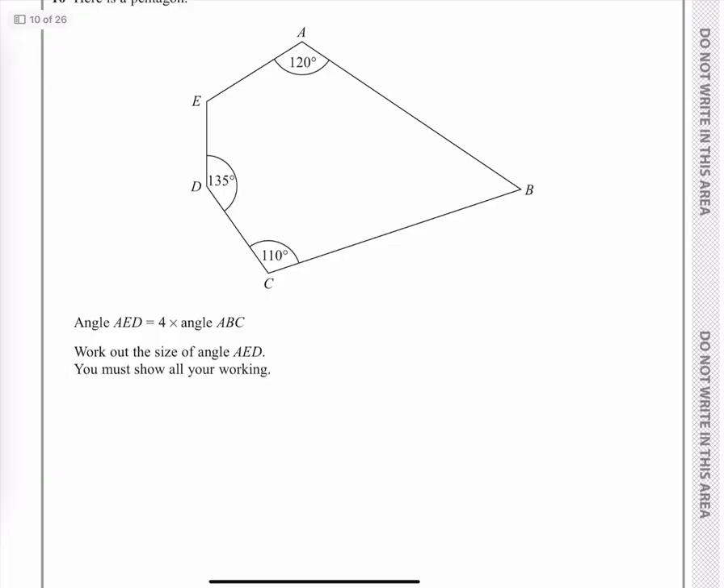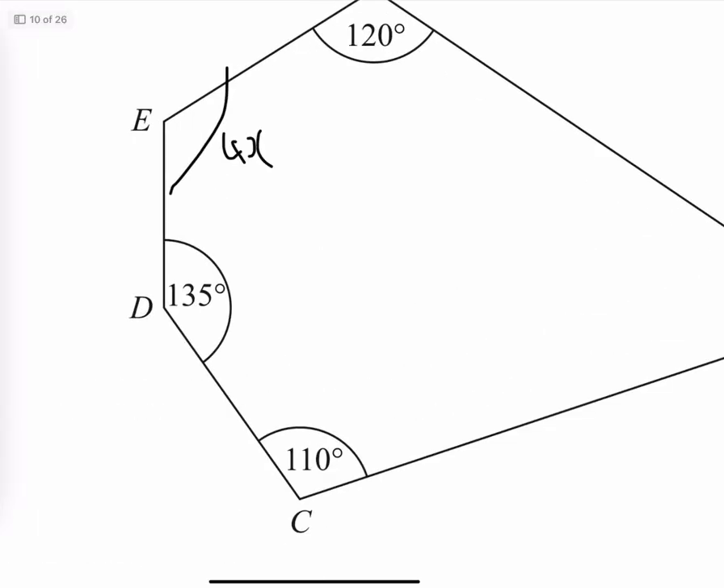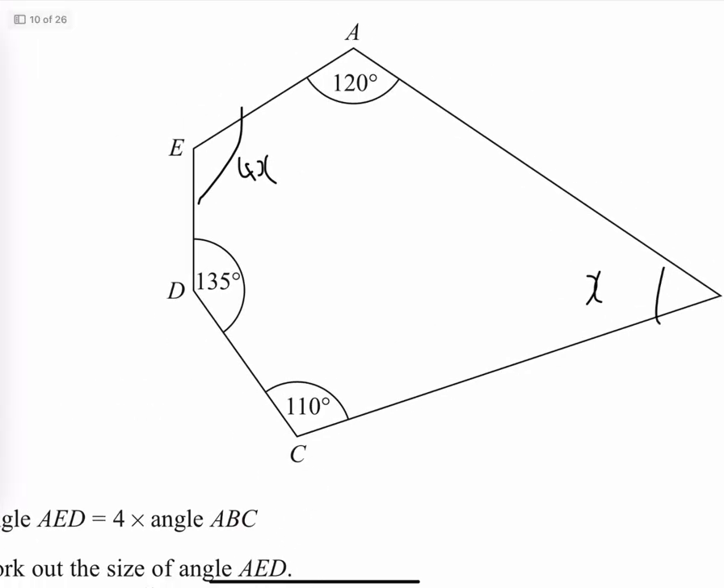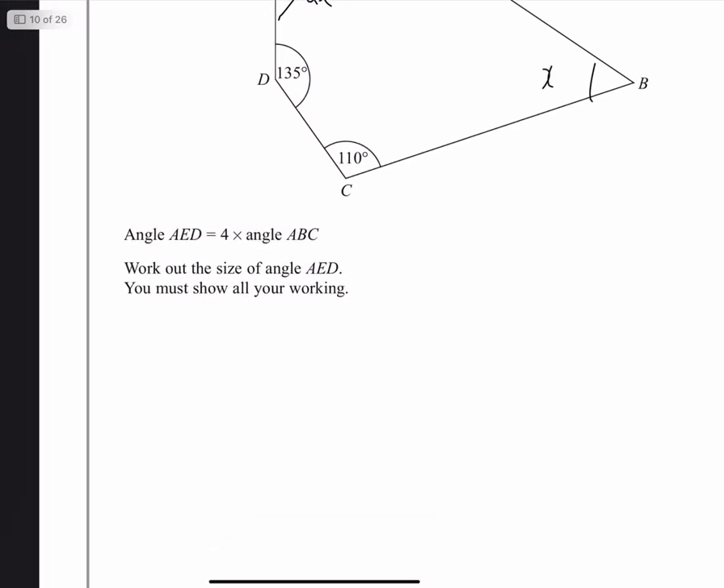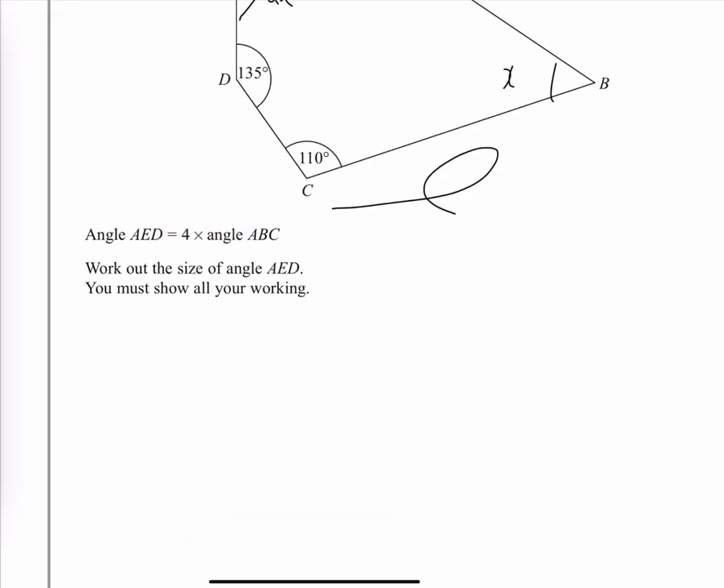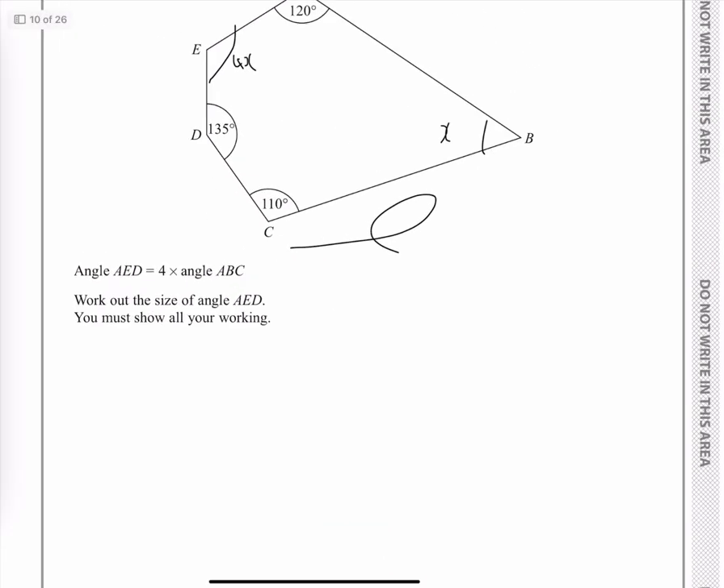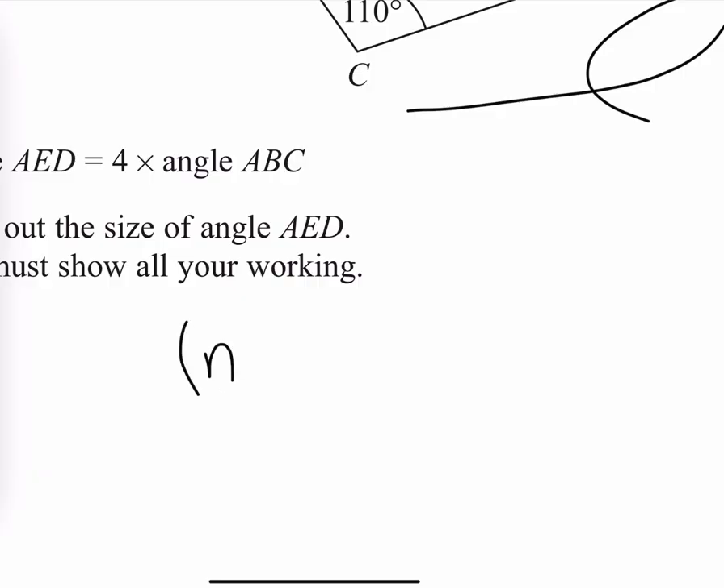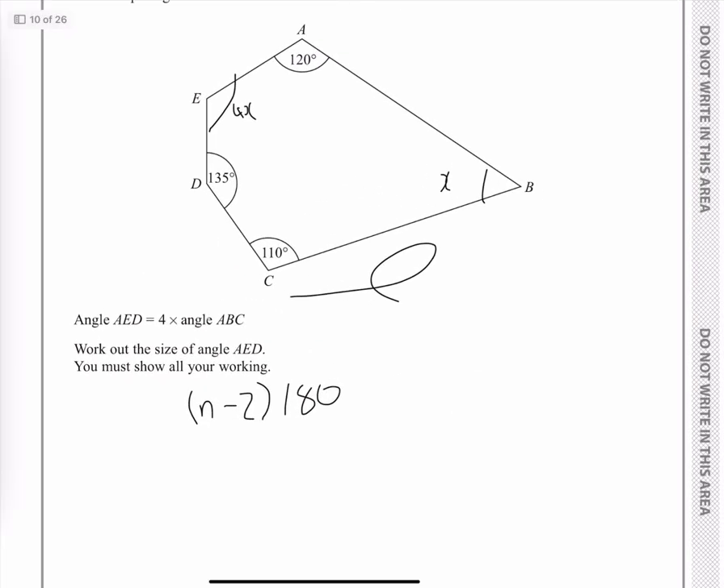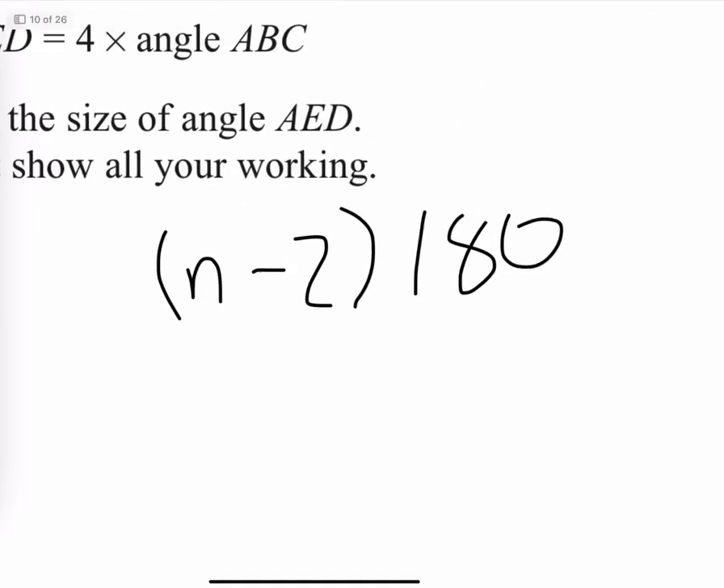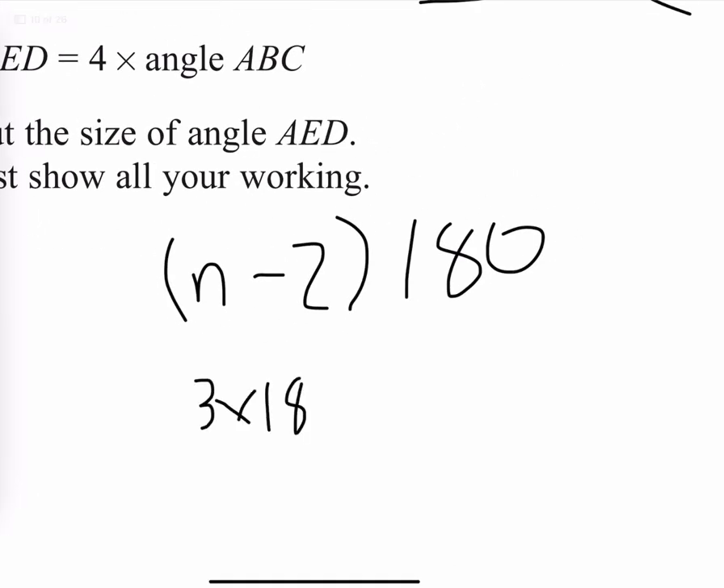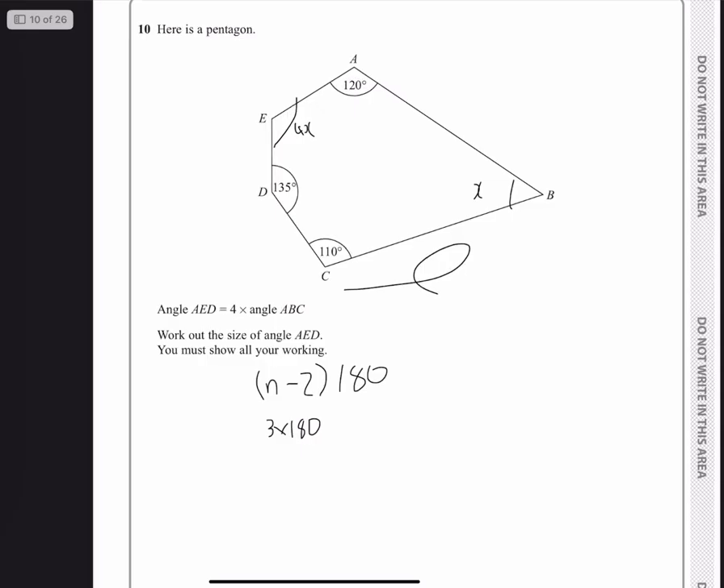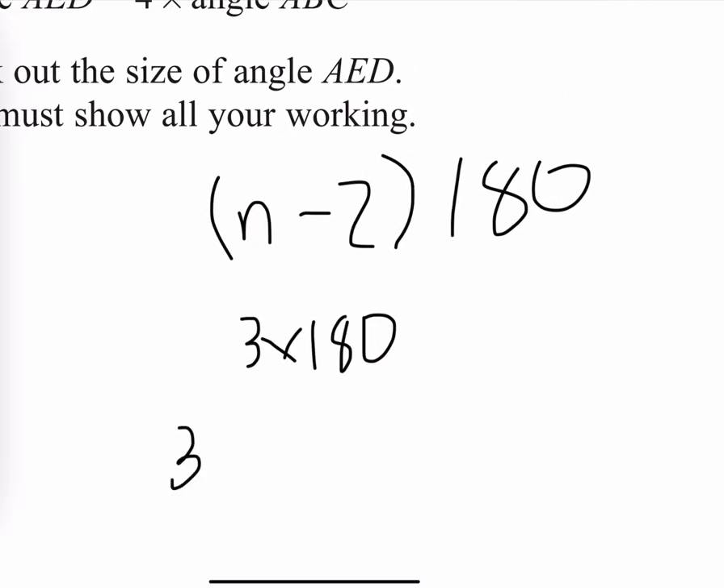Work out the size of angle AED. So we're looking at this one here, and it's 4 times bigger than that. So this is 4x, and this is x. Yes? So we need to use the formula to remember what the angles will add up to for this. And remember, it's your sides minus 2 times 180. We have 5 sides, yes? So that's 3 times 180. Yeah, well, so that's 300 plus 240.